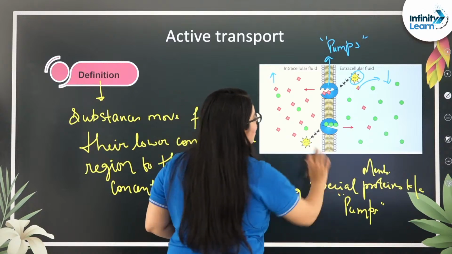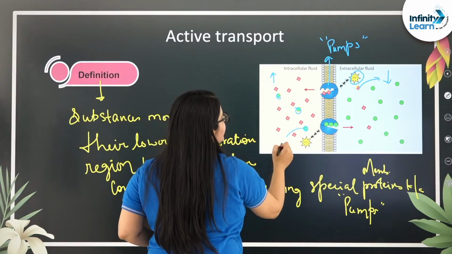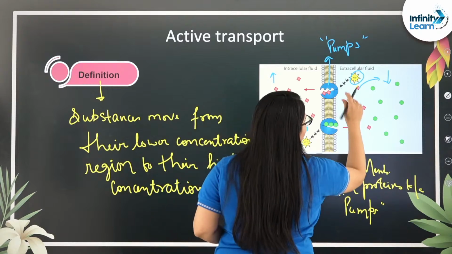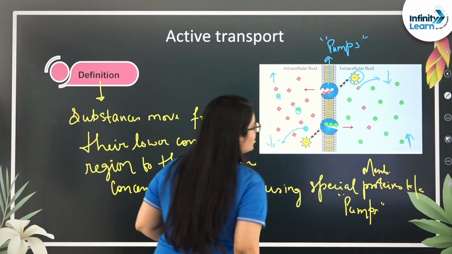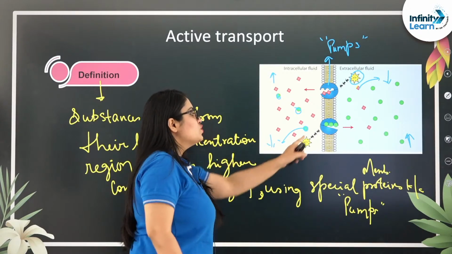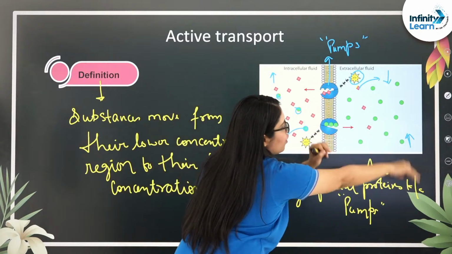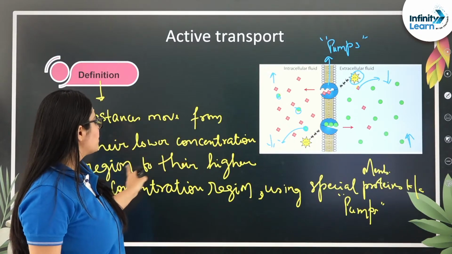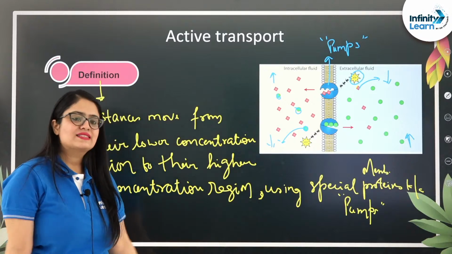Now see the students, or just opposite. See here, green substances, these green balls are present in low concentration in this region, intracellular fluid. And when it comes to this extracellular fluid, these green color balls are in actually higher concentration. With the help of these special membrane proteins, the pumps, they are using the ATP energy to transport these green balls from their region of lower concentration to the region of higher concentration. So substances move from their lower concentration to their higher concentration region using the special proteins known as pumps. So that is active transport.